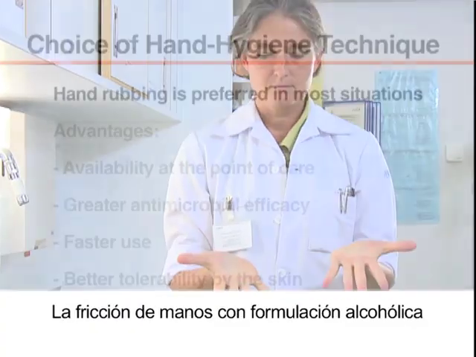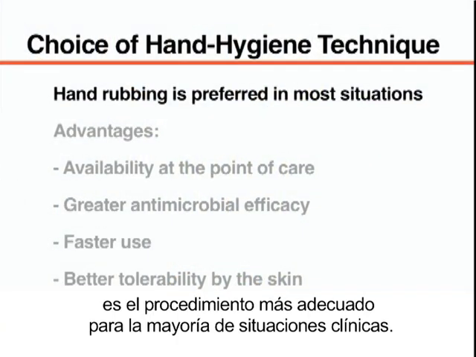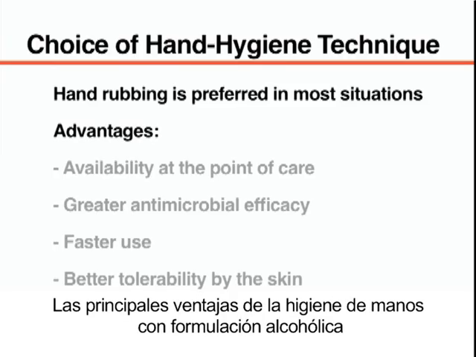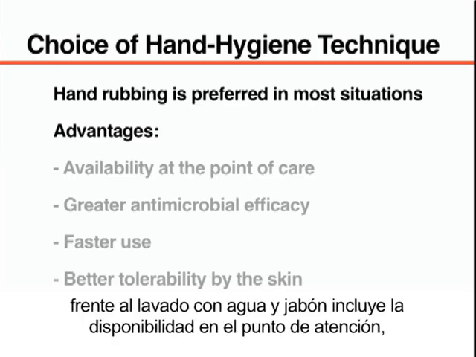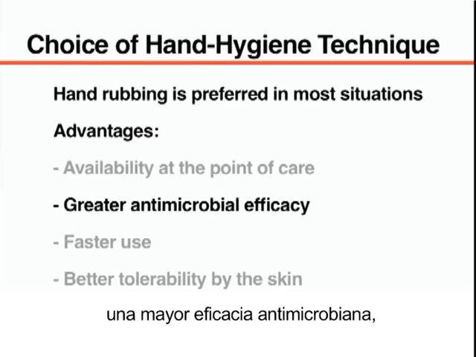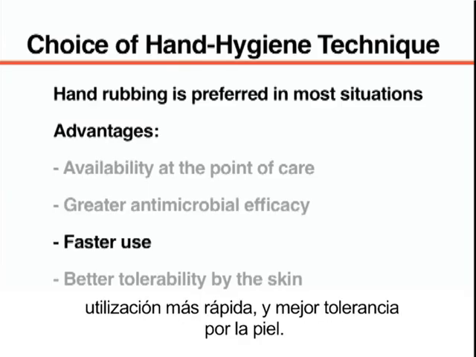Hand rubbing with an alcohol-based formulation is the preferred hand cleansing procedure in most clinical situations. The main advantages of alcohol-based hand rubs as opposed to soap and water include availability at the point of care, greater antimicrobial efficacy, faster use, and better tolerability by the skin.